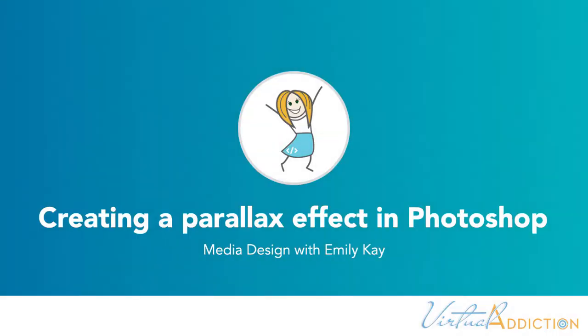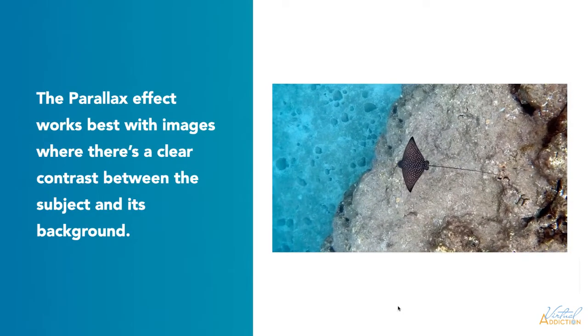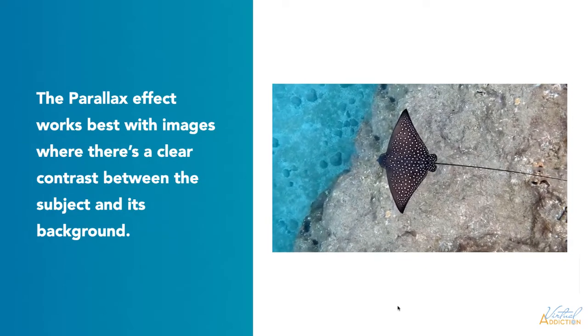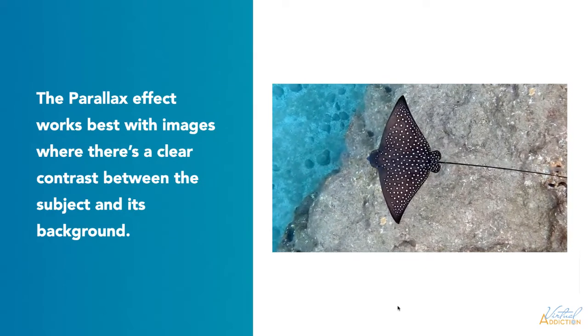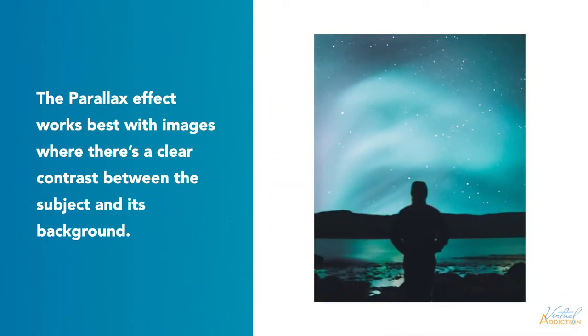Let's look at how we can create a parallax effect in Photoshop. The parallax effect is an interesting effect that takes a static photo and brings it to life with subtle movement. This is often called 2.5D, or the parallax effect. The effect makes use of Photoshop, and you basically cut out an image, and then you'll use the timeline feature to convert a still picture into a video. I will show you how to do this in just a moment.